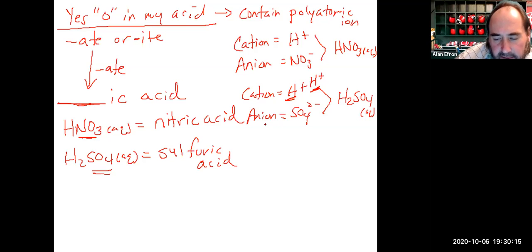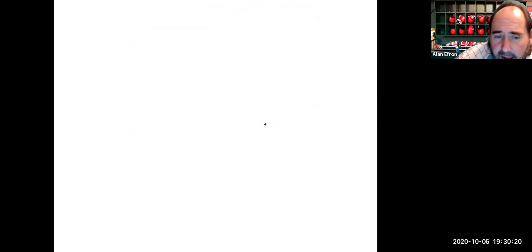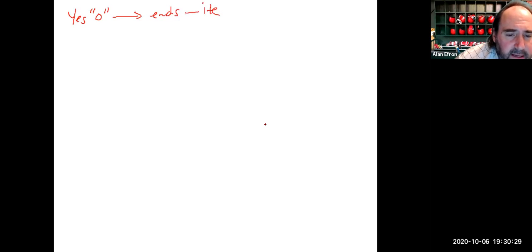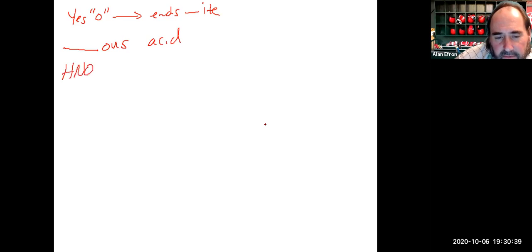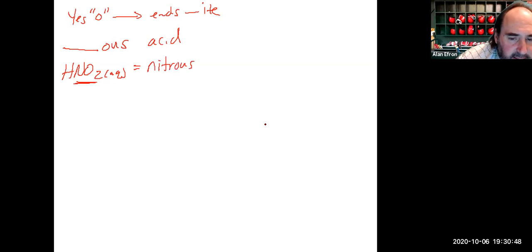That leaves us the other option, which would be if your acid has oxygen and your polyatomic ion ends in ite, your acid name would be something ous acid. So HNO2. NO2 is nitrite. This will become nitrous acid.